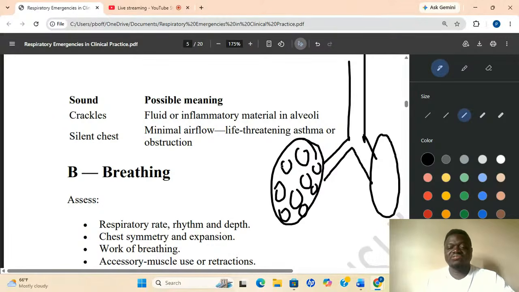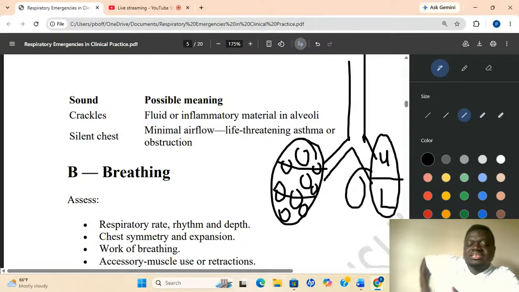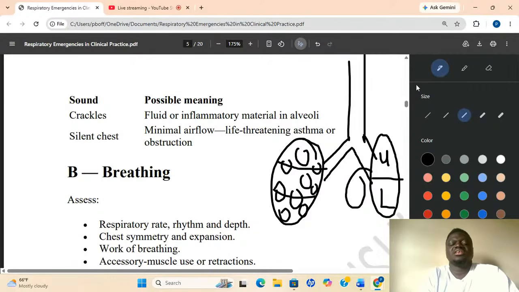The right lung is divided into three. We have the upper lobe, the middle lobe, and the lower lobe. And the left lung, because of the heart, is divided into two, the upper and the lower. If you look at the right side, this is the upper, this is the middle, and this is the lower, below your nipple. Then here and here is the upper and the lower for the left side.